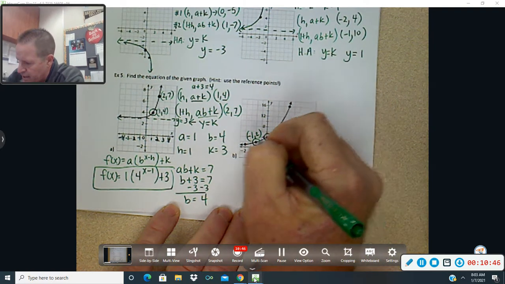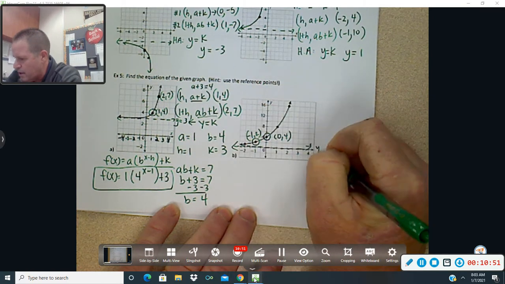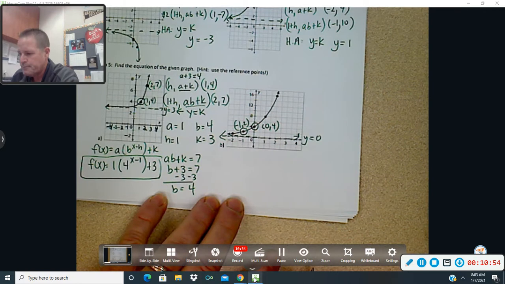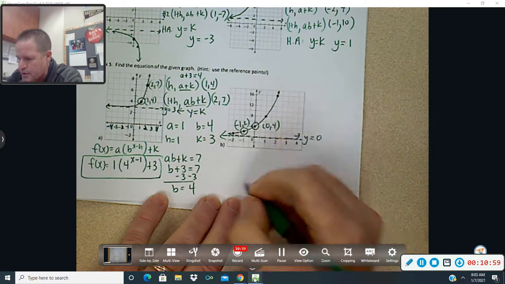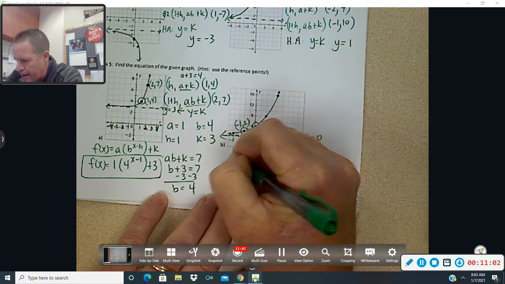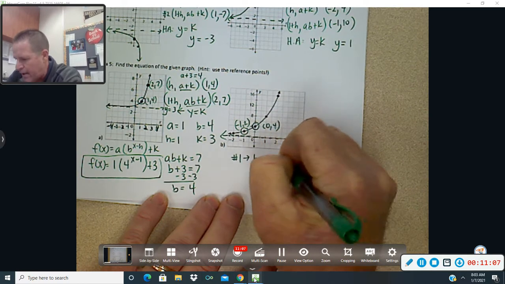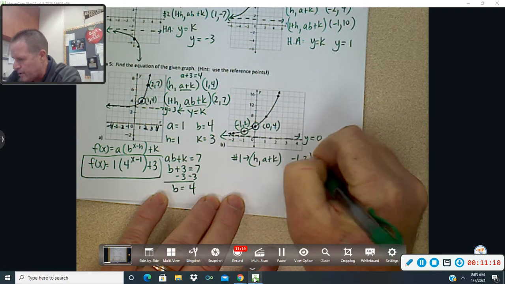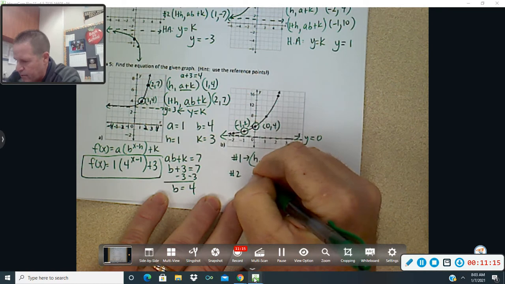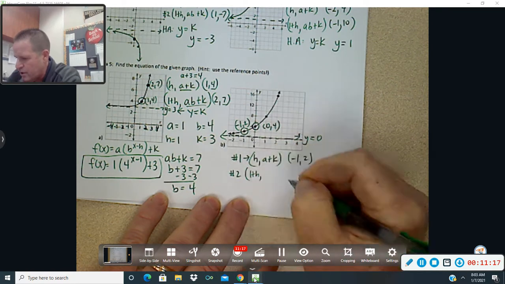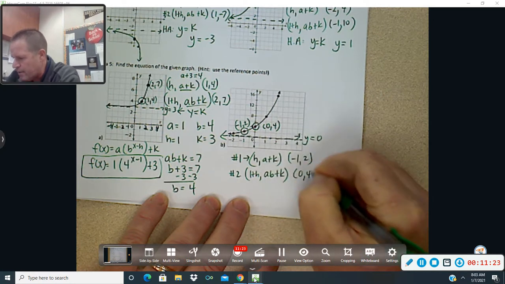Now, this thing is coming down. It's getting closer and closer to my asymptote here. My asymptote is going to be y equals 0. Now again, which one is reference point number 1? It's the one that's closest to the asymptote. So reference point number 1, which is represented by h, a plus k, is going to be -1, 2. Now reference point number 2 is going to be our second one here, that 1 plus h, ab plus k. And that is the point 0, 4.